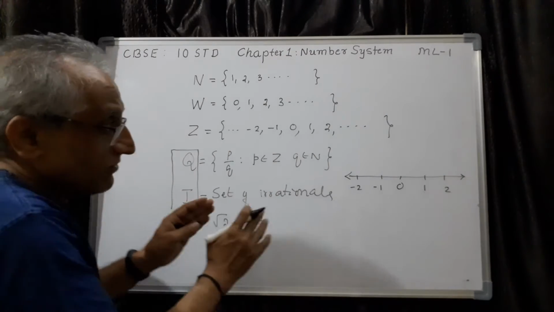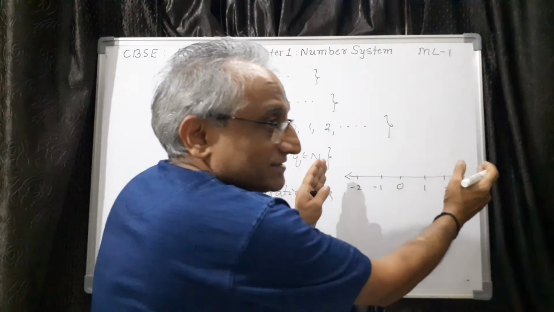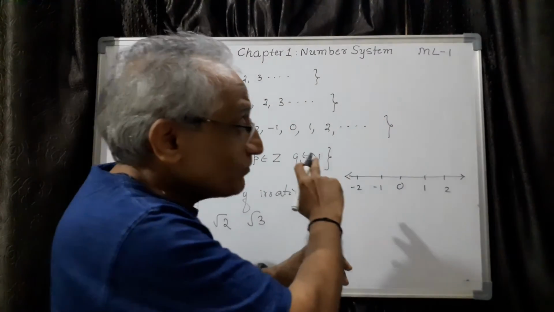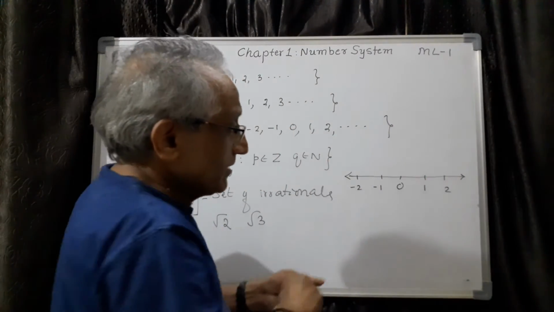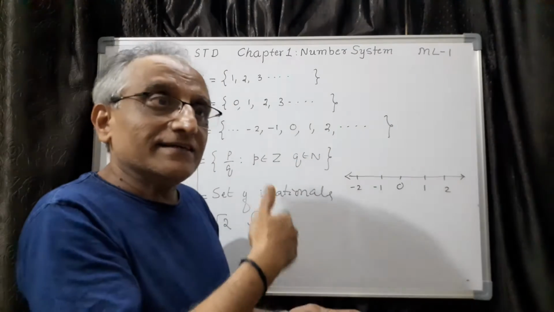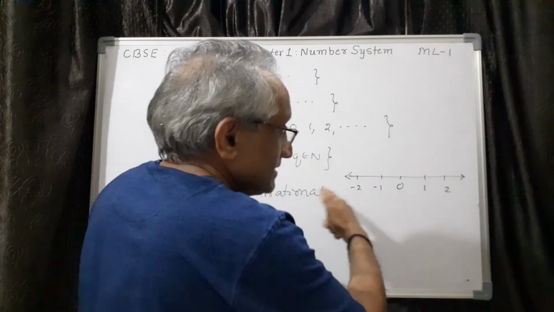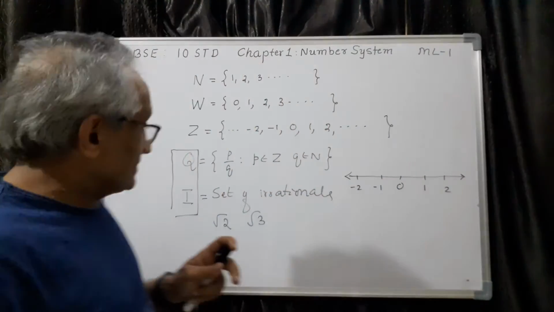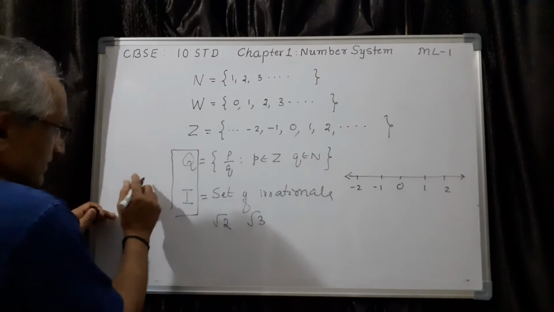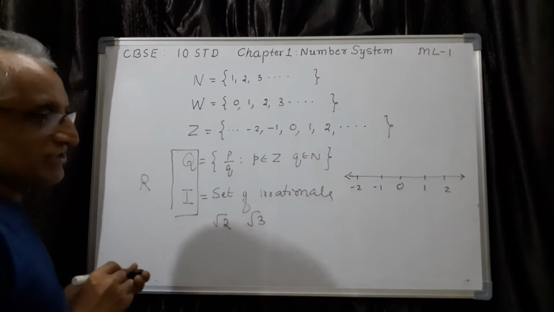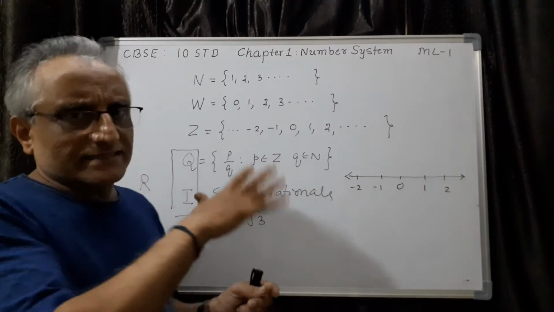So when we fill all these numbers, this becomes complete. Complete in the sense there is no point left out. For every point here, we can find one number, either it is rational or irrational. And for every number, you have one point. That means it is a continuous line. So this is called R, the set of reals. This is what we studied last year. And we have studied some properties, etc.